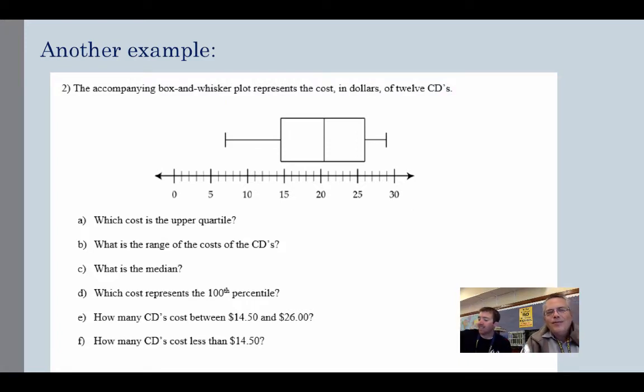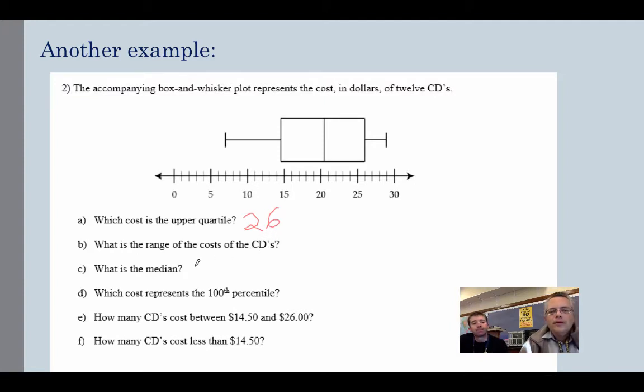So here we have a box and whisker graph. It says the costs in dollars of 12 CDs. Mr. Lewis, which cost is the upper quartile? The upper quartile would be quartile 3, or do you want the final quartile? By upper, they usually mean Q3. Okay, so Q3 would be 26. Just to make sure you guys aren't confused, the lower quartile would be Q1. The upper, they're referring to Q3.